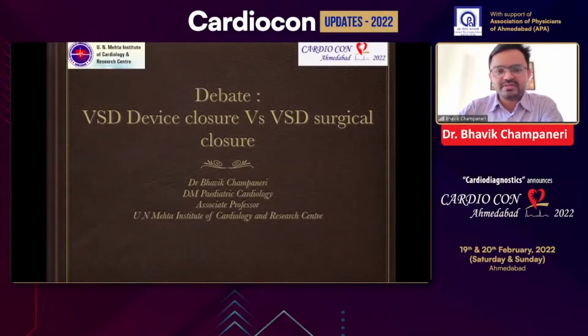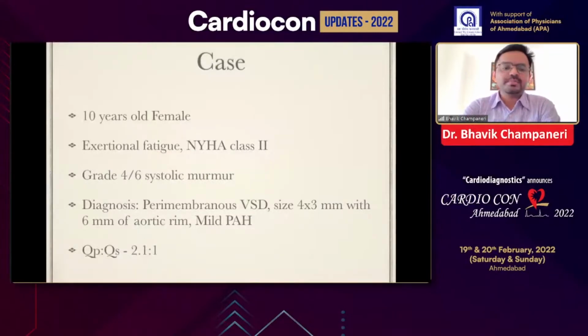So the case which has been given to me is a 10-year-old female who is having exertional fatigue, in NYHA class 2. She has a grade 4/6 systolic murmur and she's diagnosed to have a perimembranous VSD, measuring around 4 mm in diameter and 6 mm in length, away from the aorta. She has mild pulmonary arterial hypertension and Qp:Qs is calculated at around 2.1:1. Looking at this data, there is no doubt that this patient requires some sort of intervention. It can be either a transcatheter device closure or surgical closure.